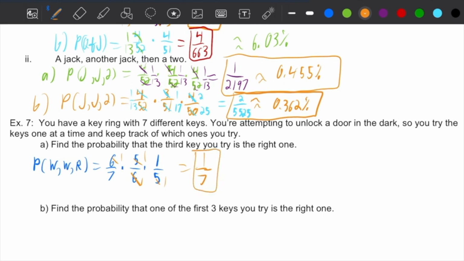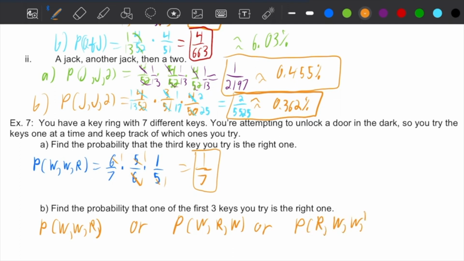Now find the probability that one of the first keys you try is the right one, aka it could be the first key, it could be the second key, or like we just saw, it could be the third key. So you get it within at least 3 attempts, is what it's saying. So what you have to do is you first find the probability of each one of these individually. So the probability that you find it on the third one, or the probability that, let's say, you find it on the second one. The second key is the right key. Or the probability that the first key is the right key. And then you'd add them all up because they're ORs.